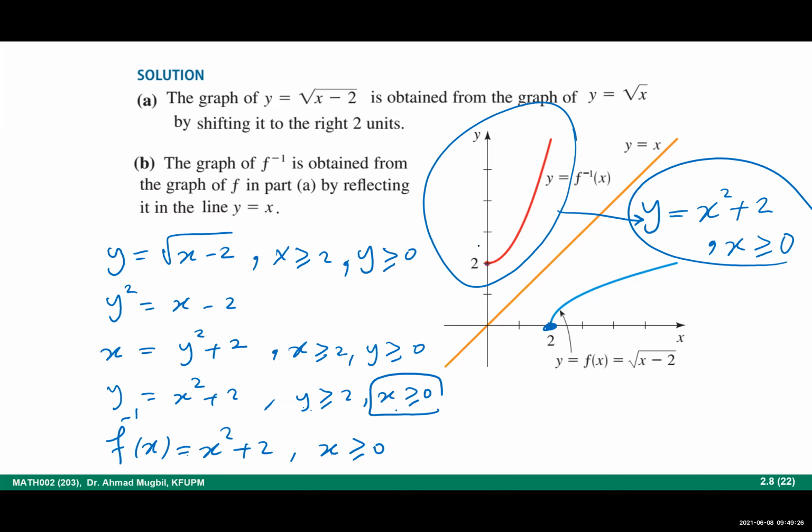So what we have learned from this example, you can sketch the graph of the function from the inverse and the inverse from the function. But you have to be careful. If you are not sure, find the inverse if possible and then sketch it. Great.